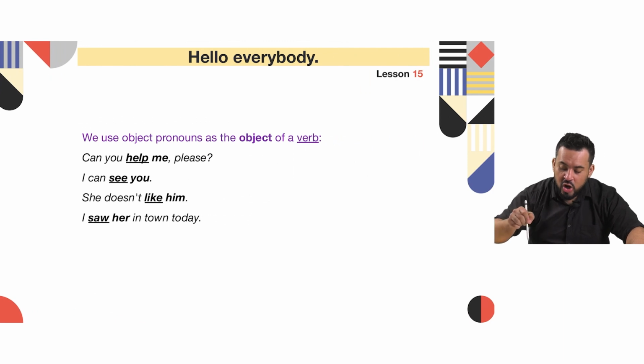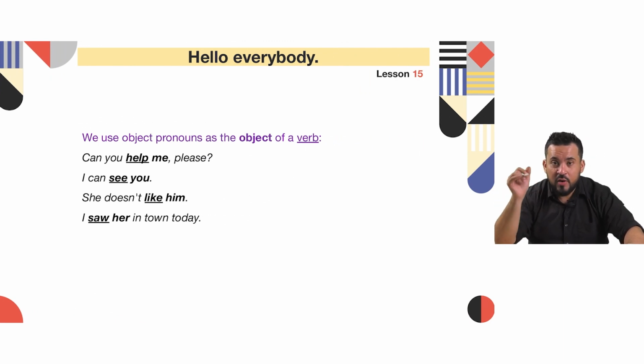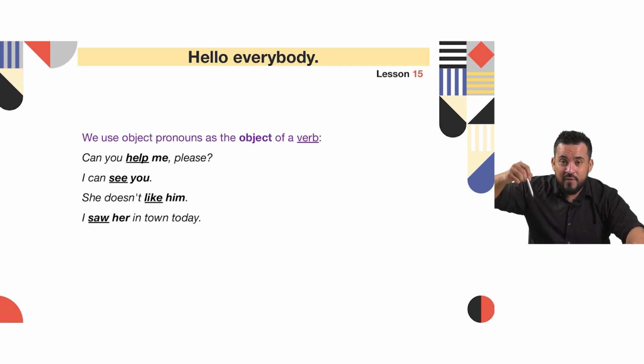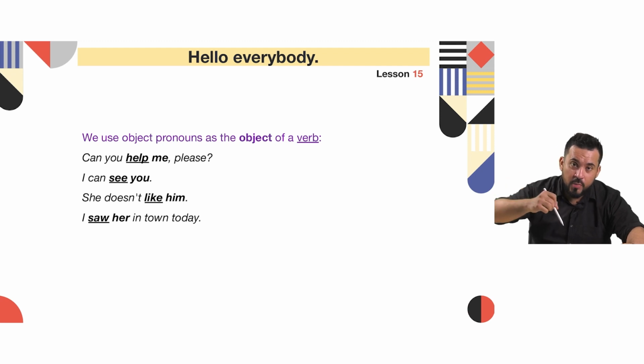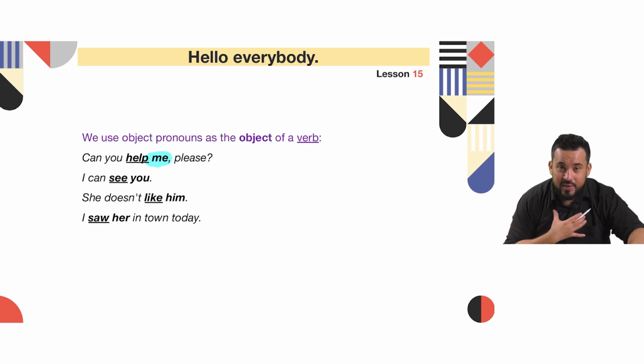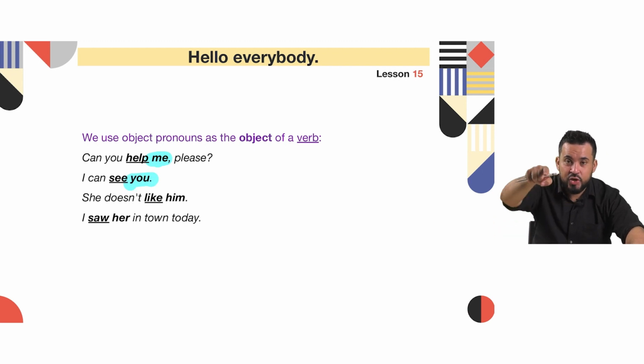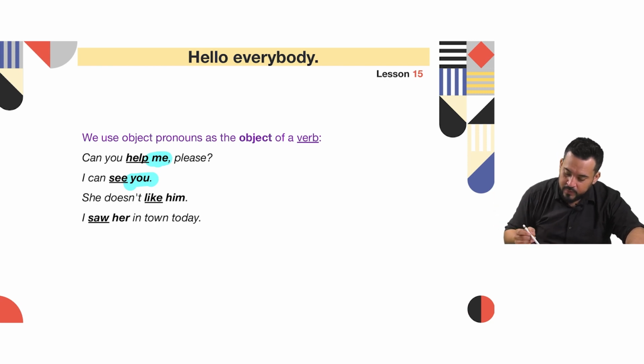Now, if we are talking about object pronouns, we will see that in this case, the verb will be underlined, and we will use the pronoun to replace the object and not the subject. Let's take a look. Can you help me? Okay, it means the verb is being requested for me, the object. I can see you. You're the object of the verb. You are the object of the seeing.